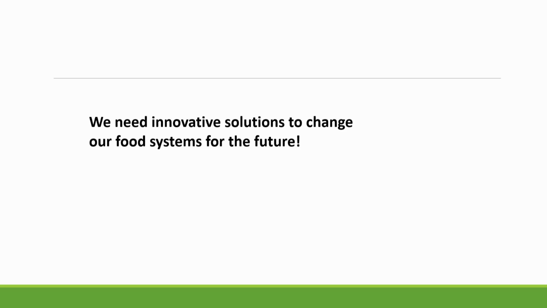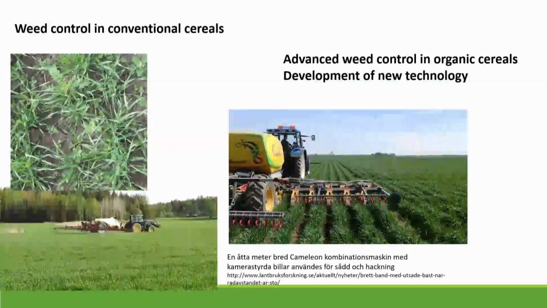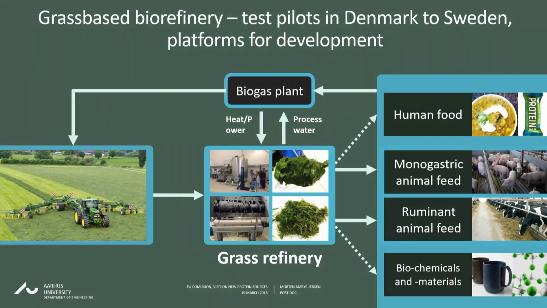So again, we need innovative solutions to change food systems. And I just want to say that there are interesting things happening, but this is just an example of how we could take away chemicals for weed in cereals. But again, it costs money, and this is quite a small firm that has started this. There's a big economic interest in selling all these chemicals.